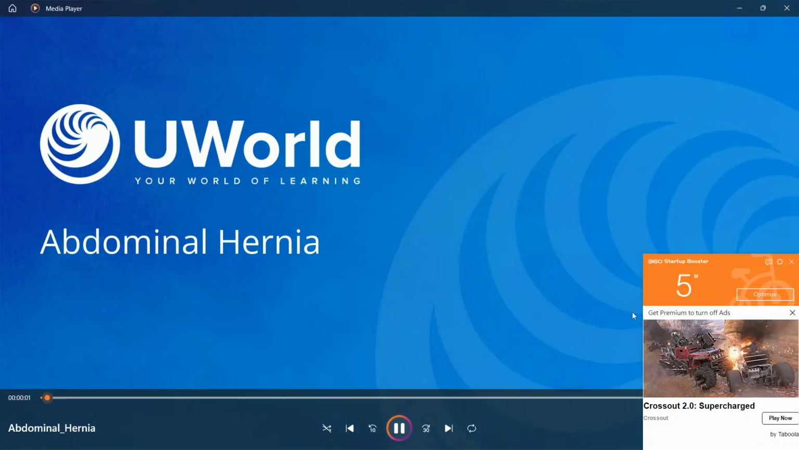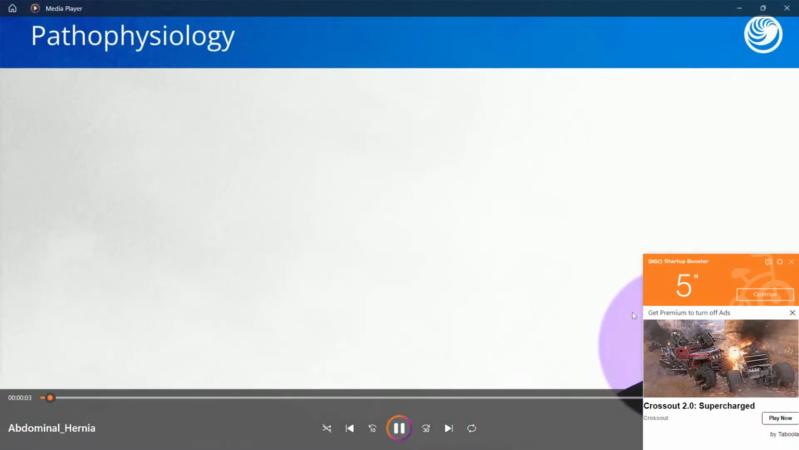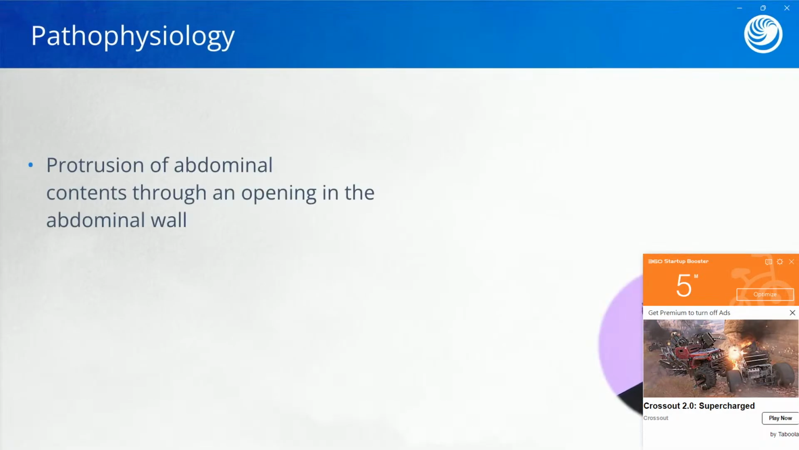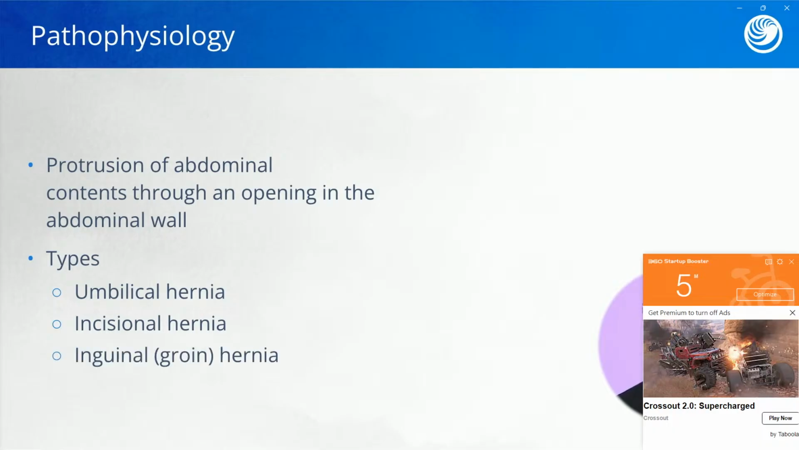This topic is abdominal hernia. An abdominal hernia refers to the protrusion of abdominal contents or bowels through an opening in the abdominal wall. Now, there are 3 different types of abdominal hernias. The first is an umbilical hernia, which occurs in the region of the umbilicus or navel. The second is an incisional hernia, which can occur following an abdominal surgery. And the third is an inguinal hernia, which is a hernia that occurs in the region of the groin.